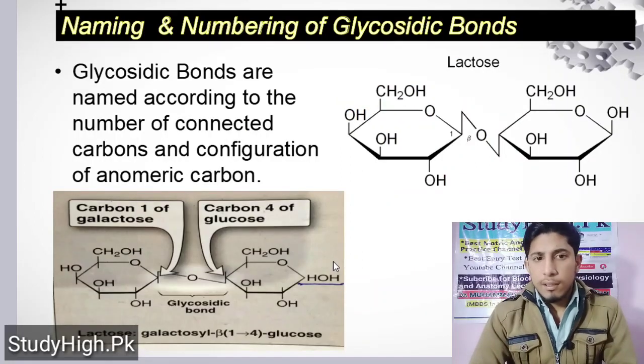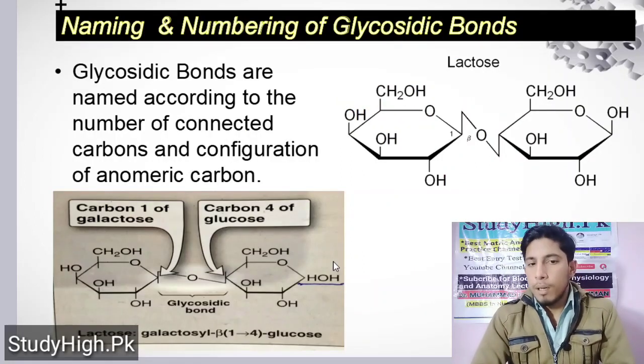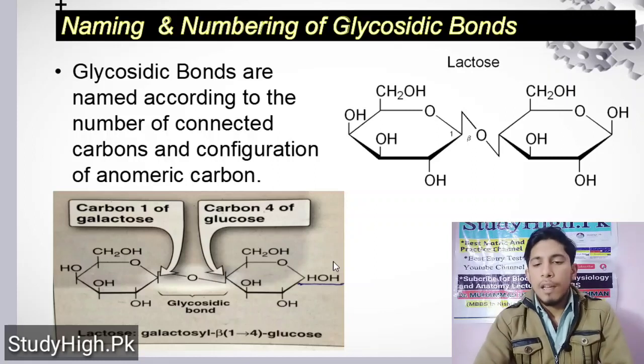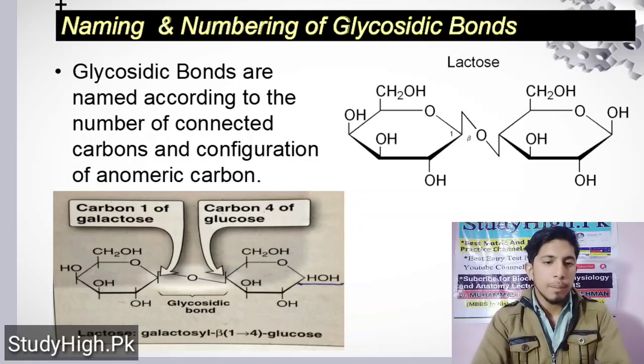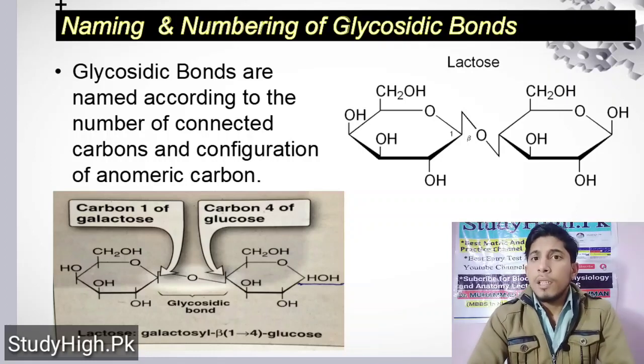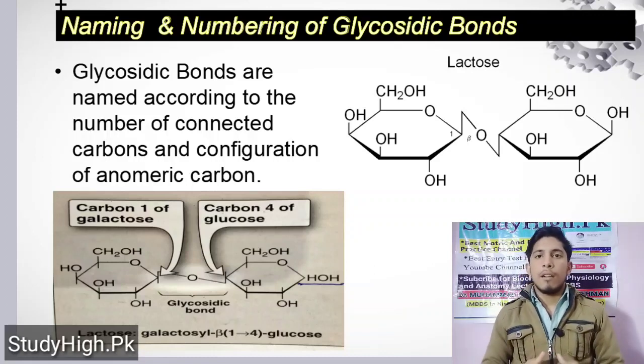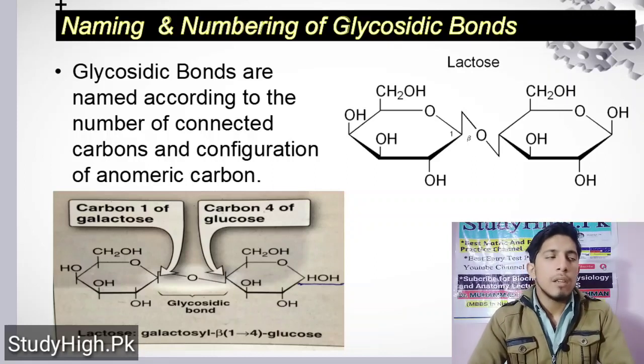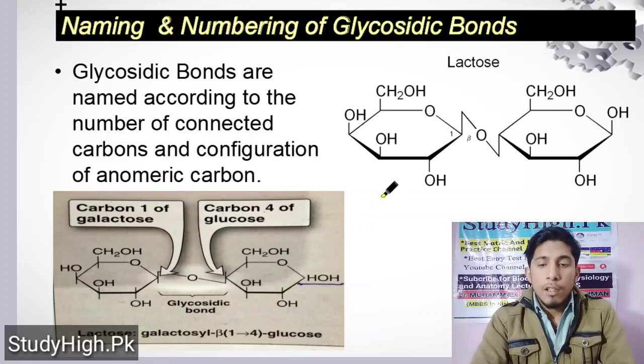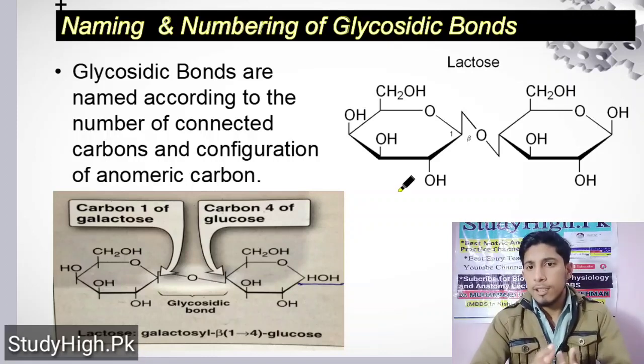Now we are going to discuss naming and numbering of glycosidic bonds. How we can name or define a glycosidic bond, whether it is an alpha glycosidic bond or a beta glycosidic bond. The naming of glycosidic bonds is basically very difficult, very confusing. That's why we have to refer to a book and give a reference from where I am going to discuss, according to Lippincott, which is also a recommended book for medical students. According to Lippincott, we can determine, first, numbering is easy.